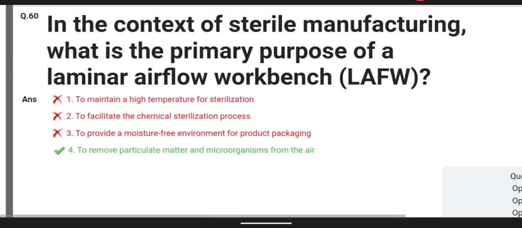Next, our last question, 60. In the context of sterile manufacturing, what is the primary purpose of a laminar airflow workbench? Answer: to remove particulate matter and microorganisms from the air.